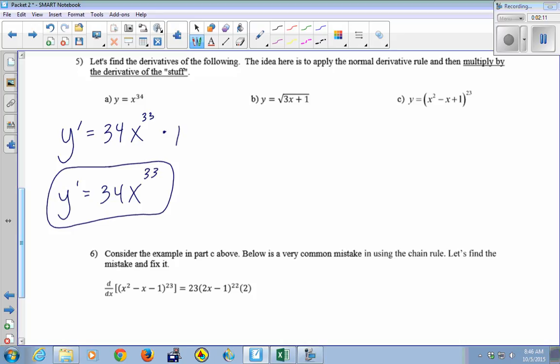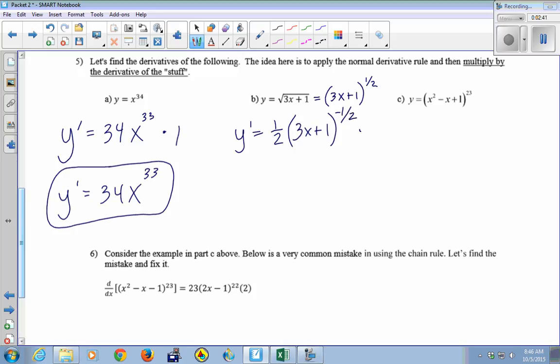Okay. Now this one, first I'm probably going to rewrite this as 3x plus 1 to the 1/2, right, instead of a square root. And then I'm going to apply the power rule, right? So I bring the 1/2 down. So I'm going to have 1/2. Instead of copying the x like I did here, I'm going to copy the 3x plus 1. Reduce the exponent by 1 and it becomes negative 1/2.